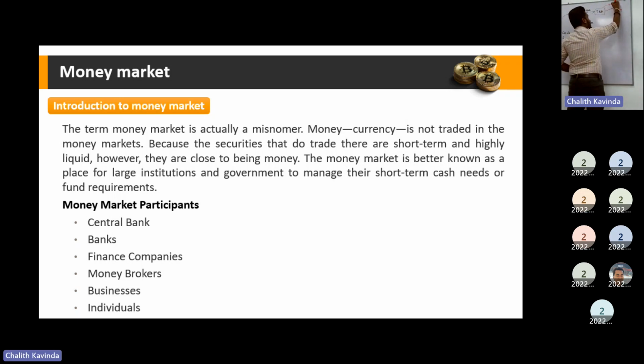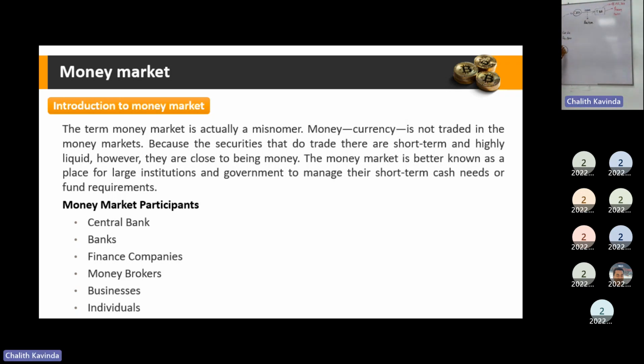Yes, 91 days, 182 days, and 364 days. Right? Because it's money market activity, short term, less than 1 year. Right? For 91-day treasury bills, 182-day treasury bills, as well as 364-day treasury bills.